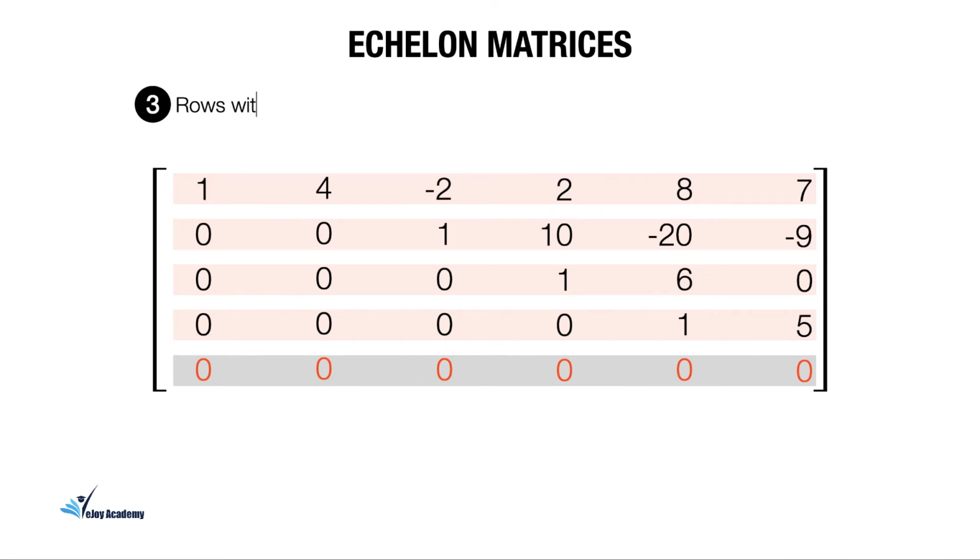And finally, for a matrix to be an echelon matrix, the rows with all zero entries must come after the rows with non-zero entries, similar to what you see in this matrix. So this matrix satisfies all three conditions, and as a result it is an echelon matrix.